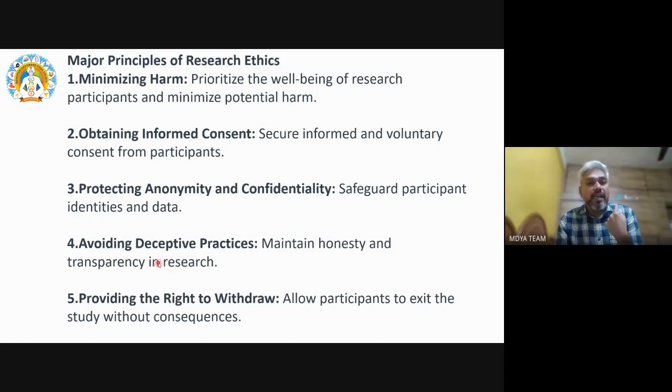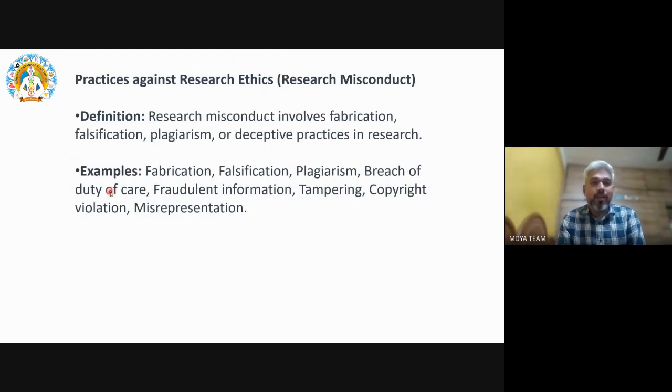Fourth is avoiding deceptive practice, meaning maintaining honesty and transparency in research is very important. Fifth one is providing the right to withdraw. If any participant would like to exit from the research, there should be an option for it, right? So these are the principles of research ethics.